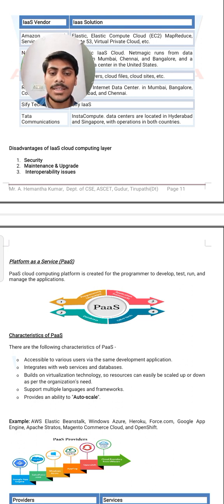There are the following characteristics of Platform as a Service: accessible to various users, integrates with web services and databases, and builds on virtualization technology so resources can easily be scaled up or down as per the organization's needs. It supports multiple languages and frameworks and provides an ability to auto scale. Examples are Amazon Web Services Elastic Beanstalk, Windows Azure, and Force.com. These are different types of applications in Platform as a Service.